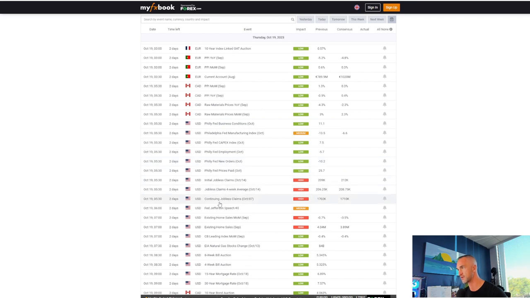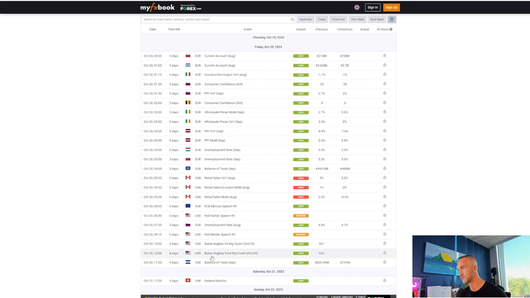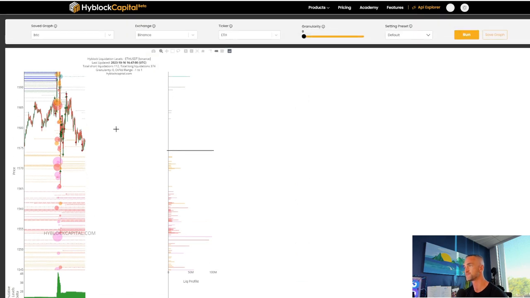Jobless claims and existing home sales on Thursday, and then Friday, taking a look at what's ahead: Baker Hughes. Could I be wrong to think that they are not going to continue to send it higher? It looks like a short-term bounce. And then, judge it or not for Ethereum, back above 1600 on Ethereum is going to look bullish.